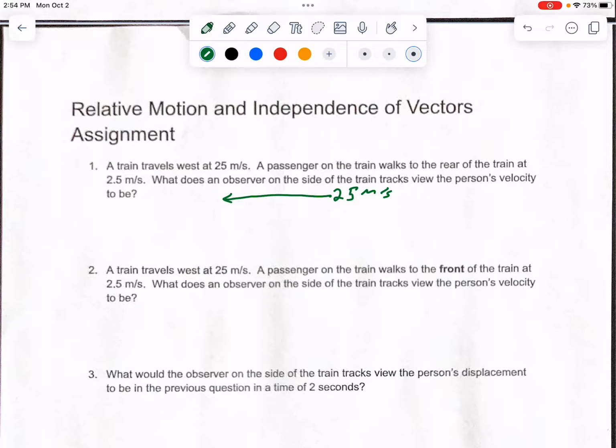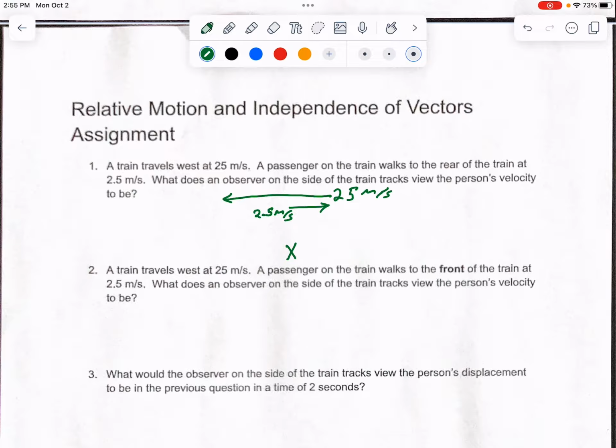A passenger on the train walks to the rear of the train at 2.5 meters per second. If they're walking towards the rear, that means they're walking towards the back, so they are going east at 2.5 meters per second. What does an observer off to the side of the train tracks view the person's velocity to be? I have an observer over here, and they're seeing how fast that person looks like they're going, standing to the side of the train.